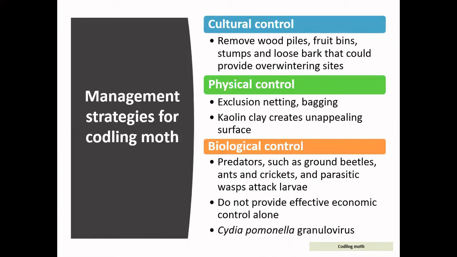There are some beneficial insects that are around that can provide some efficacy against codling moth, but it does not provide economic control if used alone, especially under high pressure situations. However, there is a granulovirus that has been developed specific for codling moth. And the interesting thing about this granulovirus is that the viral bodies will actually continue to grow and release after the death of the insect. So it can continue to infect other codling moth larvae in the area.